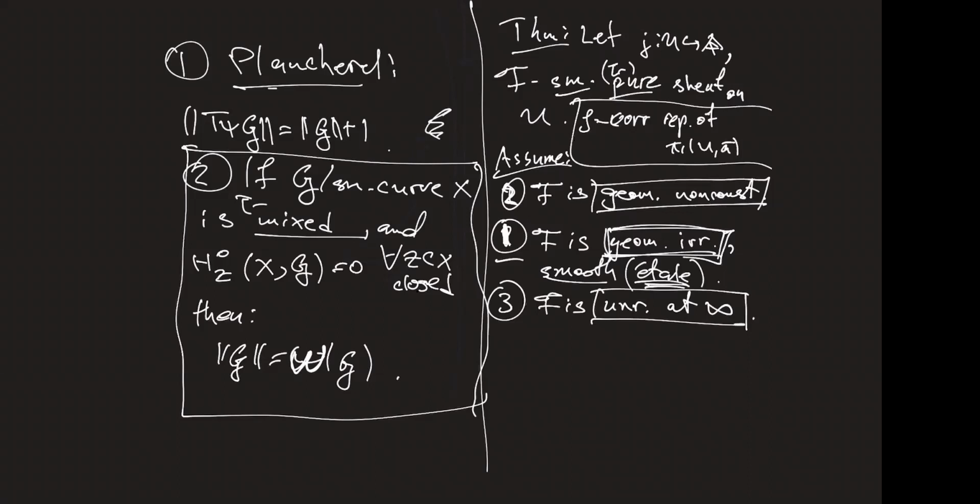Just a small question because I don't have a very good memory. What is unramified at infinity? It means that the corresponding representation rho extends to pi1 of U adjoin infinity. You can also say that the sheaf extends to a smooth sheaf. Okay, great, thank you.